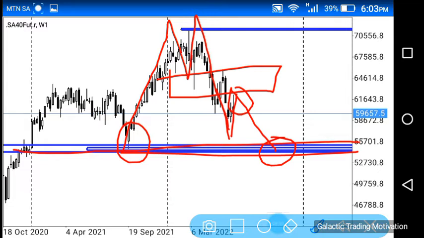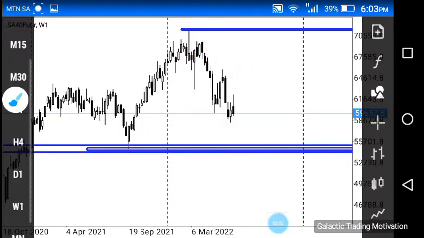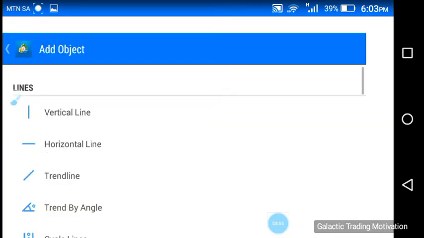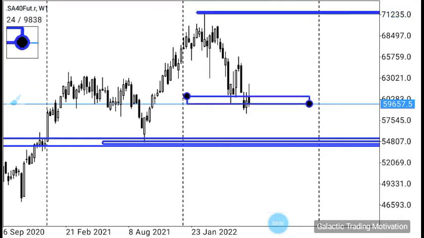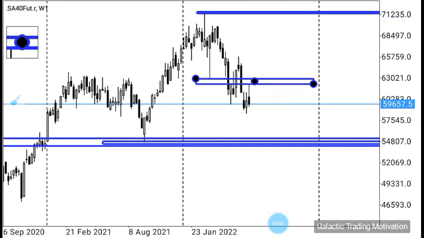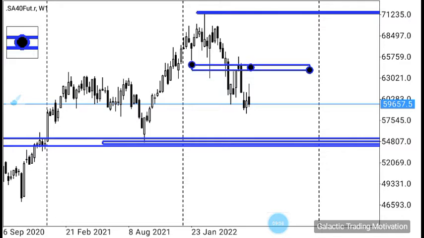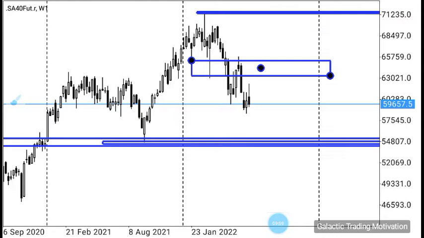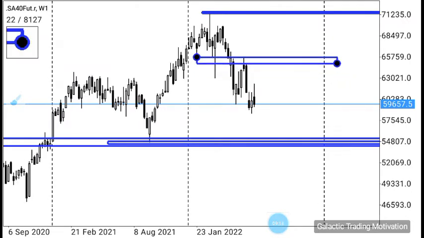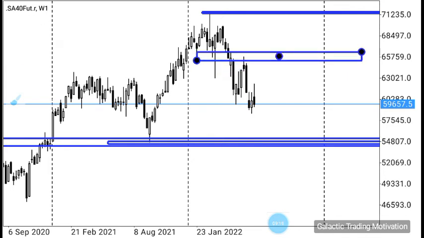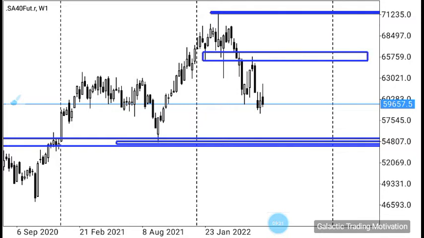So let's proceed. Actually, what I'm going to do now is just add a neckline to that M structure. Just bear with me, guys. There we go. We can see that our neckline is somewhere in this region. And remember, guys, that necklines are not, as I usually say, an actual line, right? Necklines are more of an area than an actual line, right?